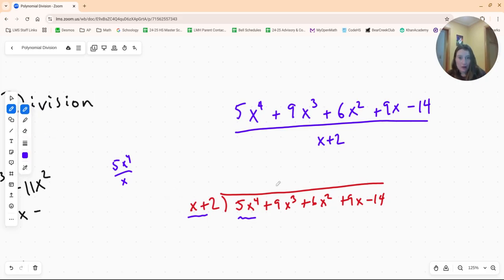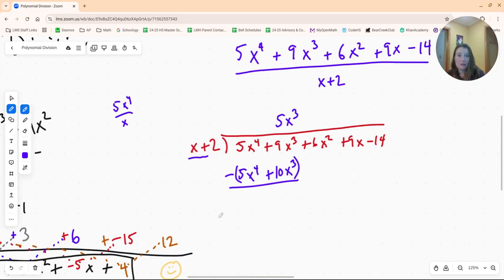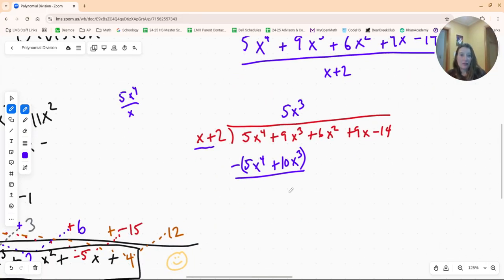So I'm going to line that up with cubes. 5x cubed. I multiply those just like I would have in numeric long division. 5x cubed times x plus 2 is 5x to the 4th plus 10x cubed. All right, and I'm going to subtract those. 5x to the 4th minus 5x to the 4th is 0. 9x cubed minus 10x cubed is negative 1x cubed.